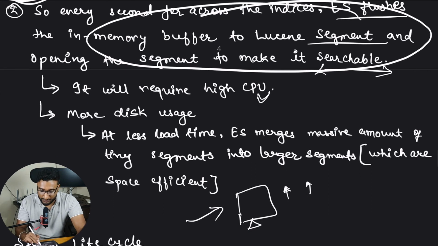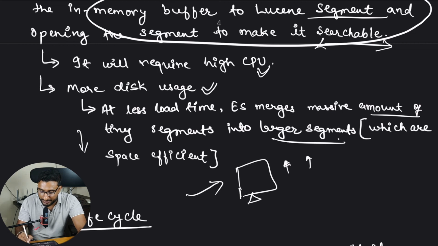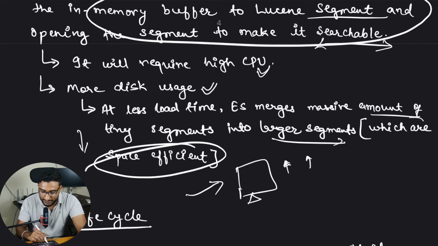And why is the disk usage more? Because you will have tiny segments, and at that time you are not worrying about optimization, any of the space optimizations. At that time you are only worrying about the data being indexed and making it searchable. But once the load is reduced, what Elasticsearch internally does is it merges the data into larger segments, and they are also space efficient.